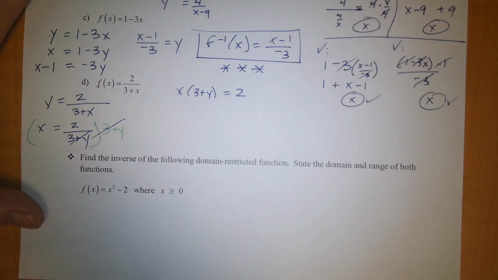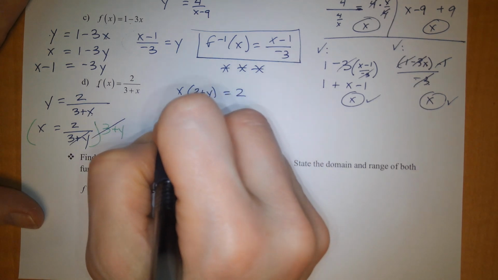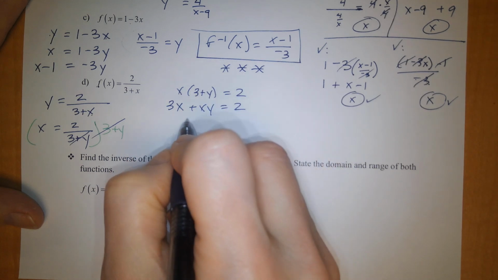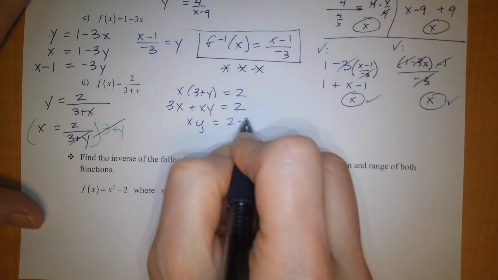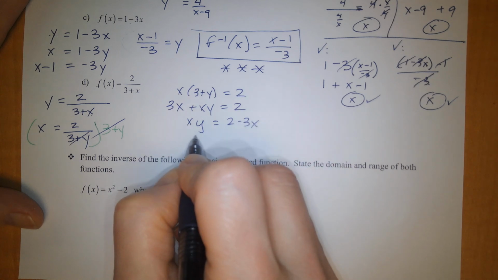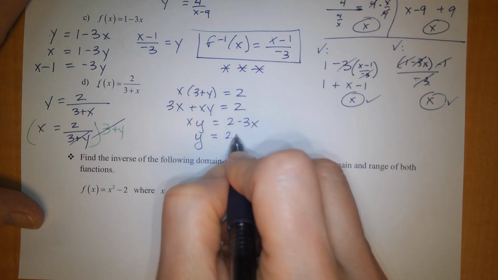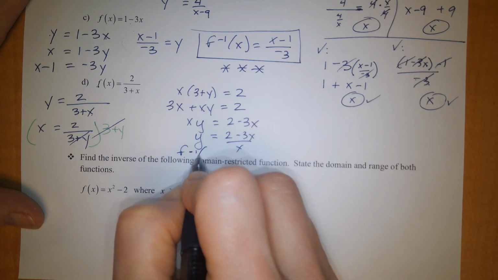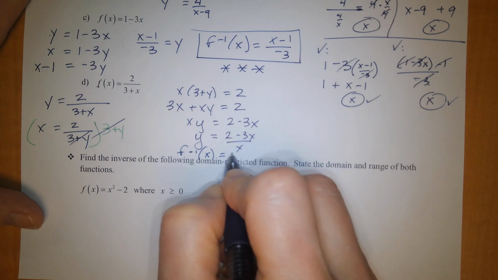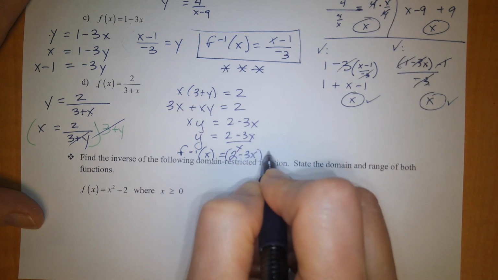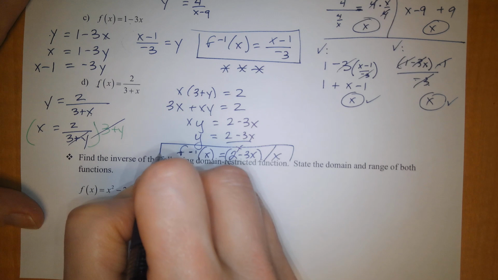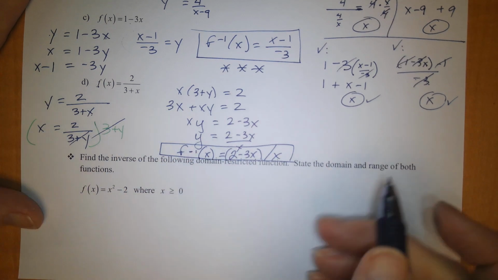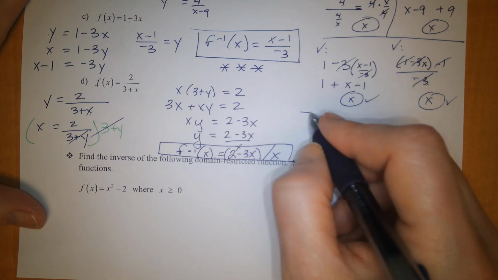Distribute. Subtract the 3x, and divide by x. So my inverse is equal to 2 minus 3x over x. And this does check out.